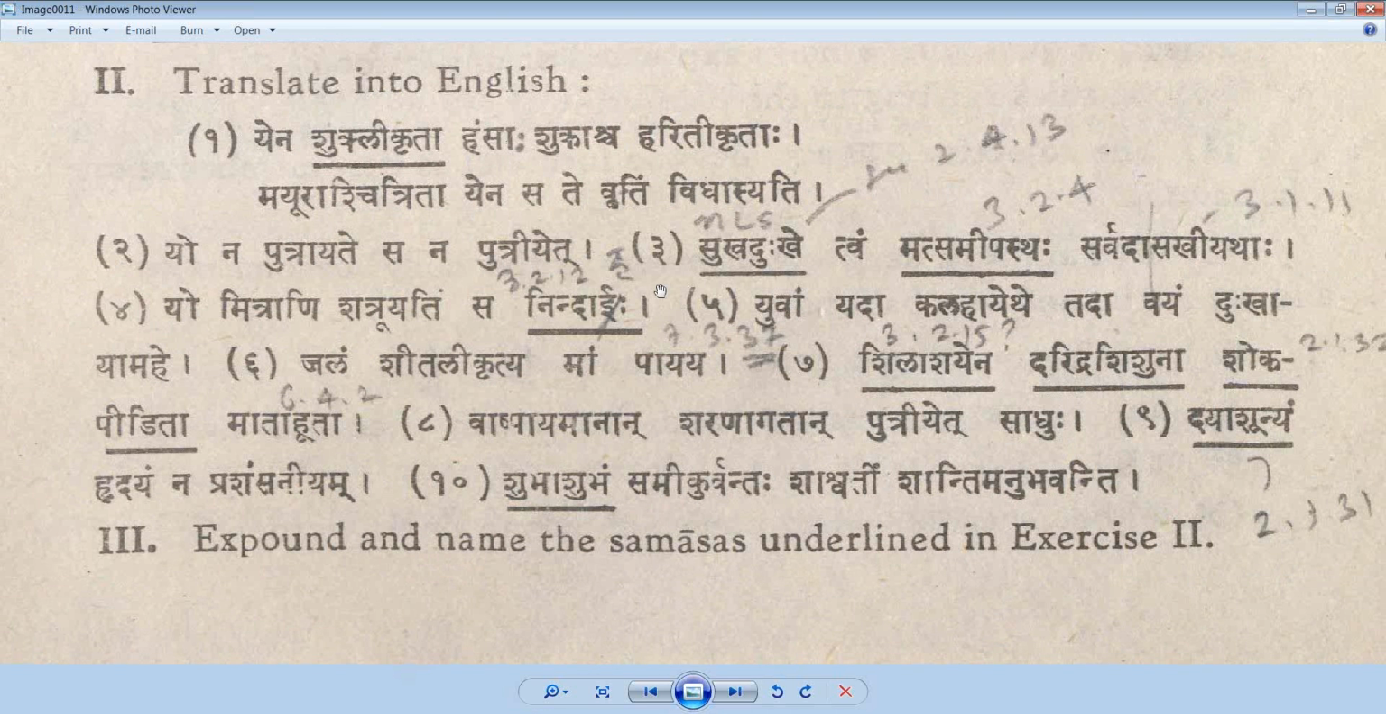This is a very famous shloka for the use of this pratyaya chvi and to create these upapada samasas, gati samasas with that. So, yena shuklikrita hamsah, shukashcha haritikritah, mayurashchitrito yena, sa te vrittim vidhasyati. The padaccheda is yena shuklikritah. Of course, here you have to use hali sarvesham. I hope all of you are practicing the examples from the website.